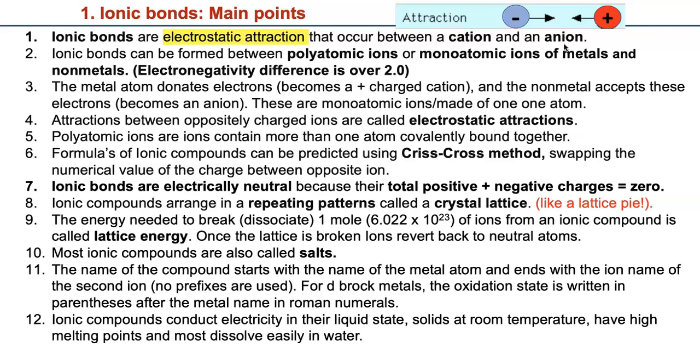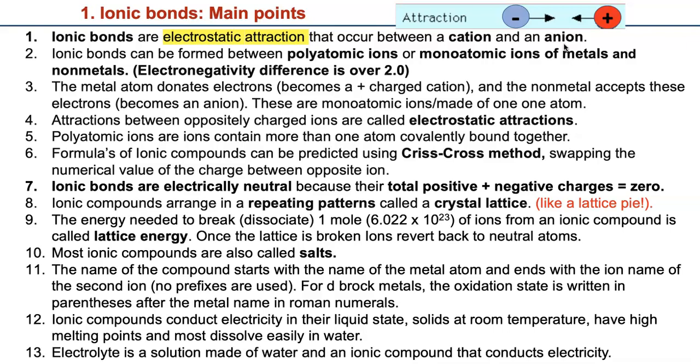Ionic compounds conduct electricity in their liquid state. They are solids at room temperature, they have high melting points and boiling points, and they dissolve easily in water. And in the liquid state, they also conduct electricity. An electrolyte is a solution made of water and an ionic compound that conducts electricity. So Gatorade, you guys know electrolytes that people drink. Anything you dissolve, any kind of salt in water, you have an electrolyte.